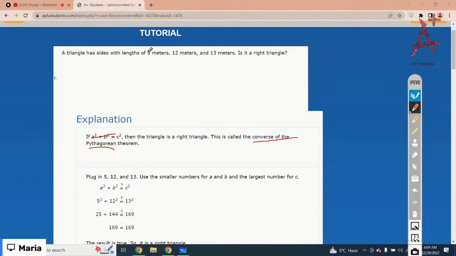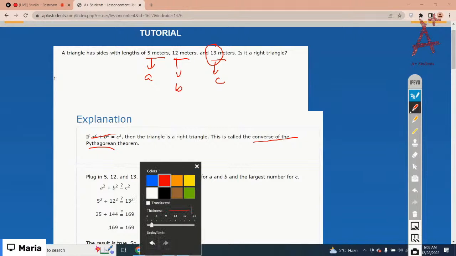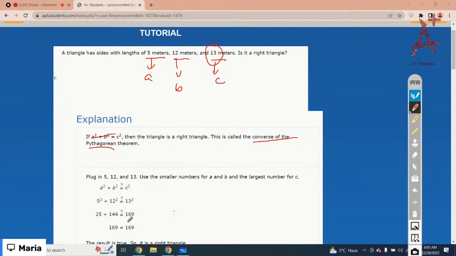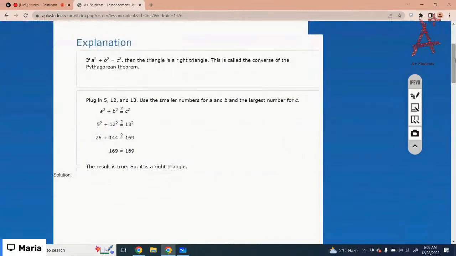So just use the values given: 5, 12, and 13. The largest one is always the hypotenuse or the c. Got it? This is c. You can use these two as a and b. Got it? So here you have 5 square plus 12 square equals 13 square. So just see both sides are equal. 169 equals 169. That means that the given measurements are for a right angle triangle. Got it? Basically, you have to prove if the given triangle is a right angle triangle.